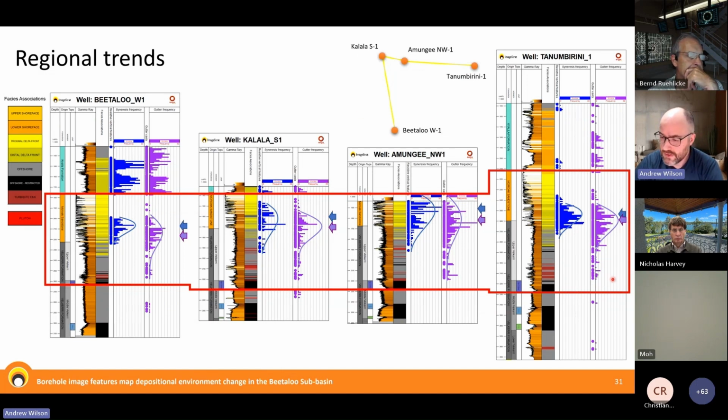And what we found was that not only do gutter casts appear first and then syneresis cracks appear later, which is what we've just seen, but actually the abundance peak in the gutter casts appears first up section, and then the abundance peak in the syneresis crack fills appears second up section, and that's a common trend across.